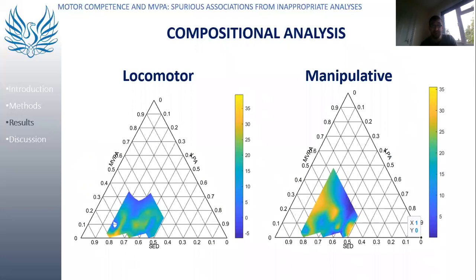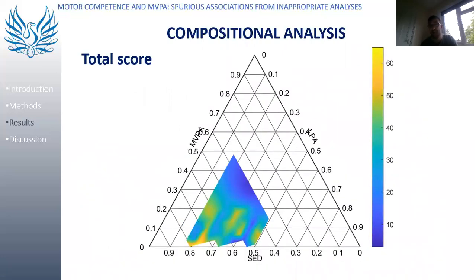We can visualise this by way of a ternary diagram where the activity behaviours, the compositions, are plotted and in this case colour-coded against motor competence score, where yellow is high and blue is low. And you can already see from the yellow splotches on the diagram that there's no one fixed composition or area where the most motor competent children are, which suggests to us that we shouldn't really consider just one behaviour on its own as being important or not.